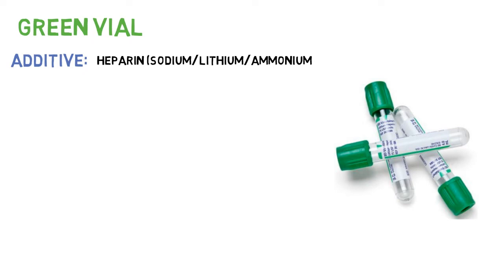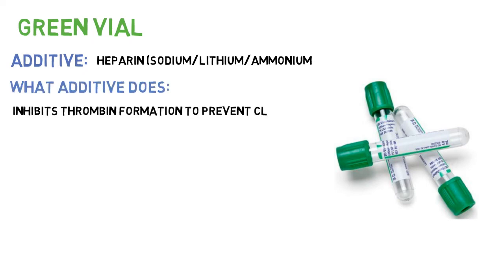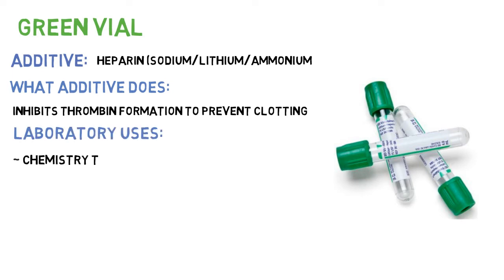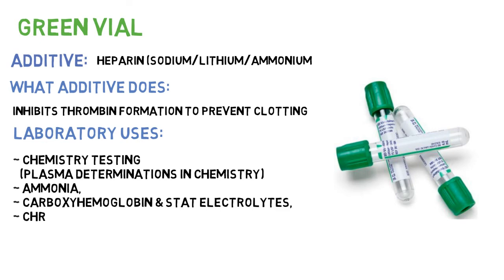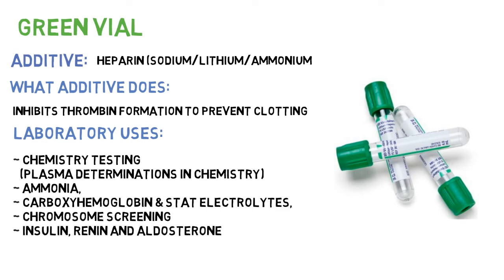Green vial. Additive. Heparin, which may be sodium or lithium heparin. What does the additive do? It inhibits thrombin formation to prevent blood from clotting. Lab uses. It can be used for chemistry testing, plasma determination in chemistry, ammonia, carboxyhemoglobin level and stat electrolytes, chromosome screening, insulin, renin and aldosterone level.